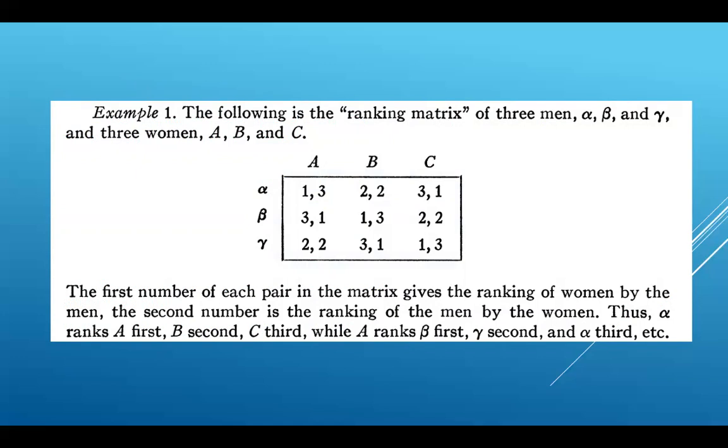Yeah, it's interesting. Okay. And then the second number in those little entries corresponds to the women's rankings of the men. So A ranks alpha third, beta first, and gamma second. Do you see what I'm saying here? And you go down that way. Okay.